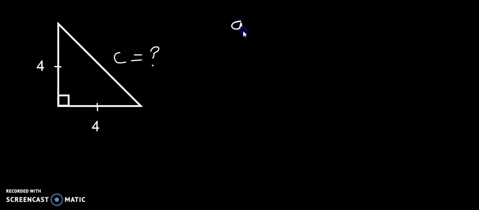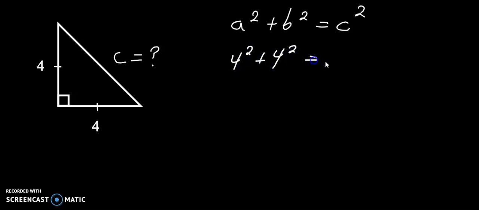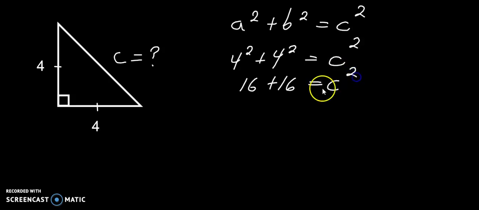Let's write the formula again. A squared plus B squared equals C squared. So in this case, A and B are the same. So I'll write 4 squared plus 4 squared equals C squared. This is 4 squared, 16 plus 16 equals C squared. 16 plus 16 is 32. So C equals, not C squared, but C equals square root of 32. And your final answer would be the square root of 32.